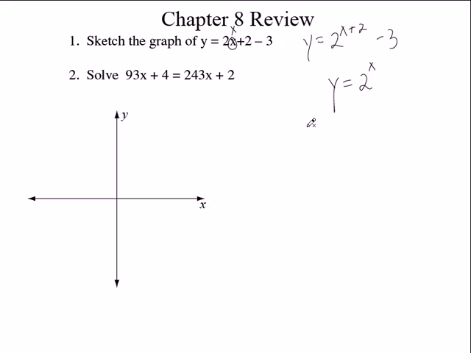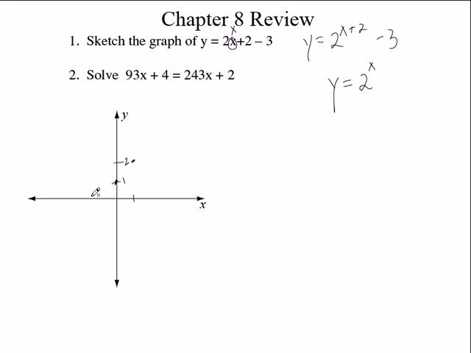If you want, you could do your little chart, or you could do the chart in your head. Just put in -1, 0, 1 for the parent function. If I put a 0 in for x, what's y going to be? 2 to the 0 is 1. So at 0, we go to 1 on the y-axis. What if we put a 1 in there? 2 to the first is 2, so it's going to be right here.